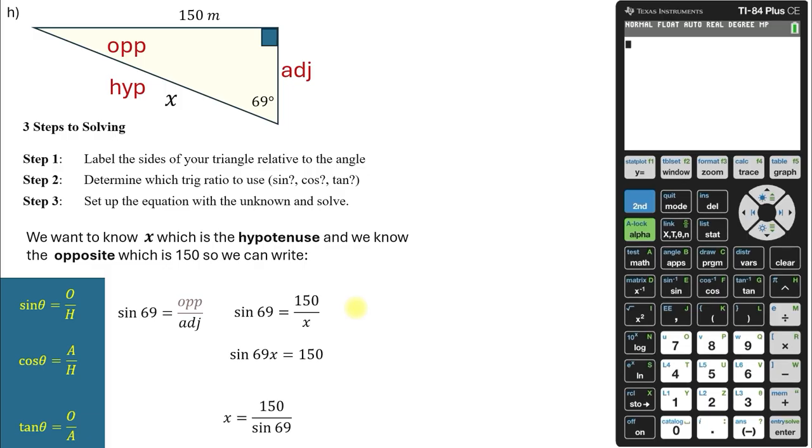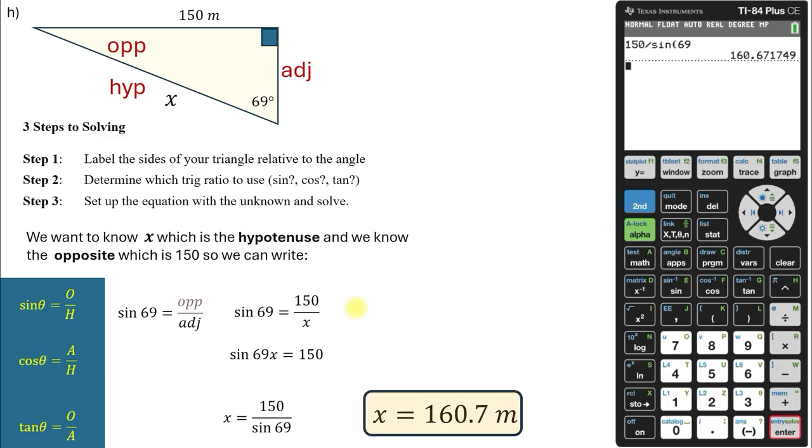We need to calculate x equals 150 divided by sine 69. 150 divided by sine 69, which gives us 160.67, which will round to 160.7.